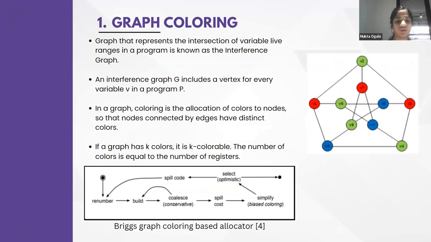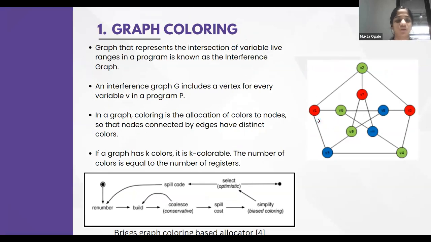So first is the graph coloring. So here no two adjacent nodes can be given the same color. So here the nodes are variables. Edges represent the variables which are live at the same time. And the number of colors is the number of registers that are available. So here at the bottom, we can also see the steps of Briggs' graph coloring algorithm. As you can see, the algorithm is iterative.